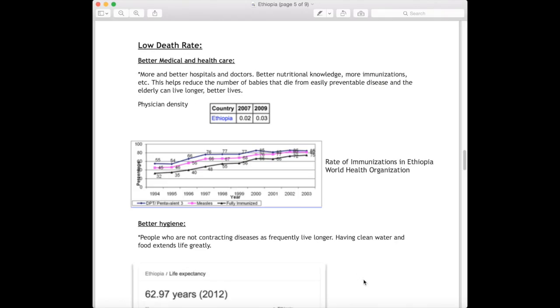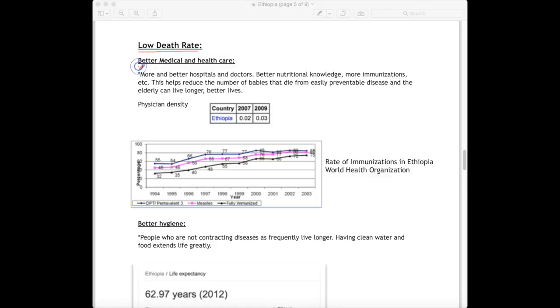So now that we talked about high birth rates, the other cause of a high rate of population growth is, on the other side, a low death rate, right? So people living longer. It doesn't mean that people are not dying, right? It's not that people aren't dying. It just means that people are living a longer life. So here are the causes of low death rates.